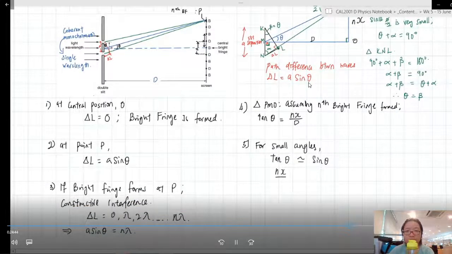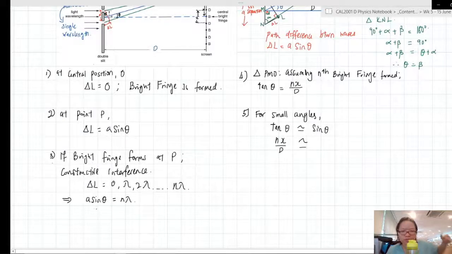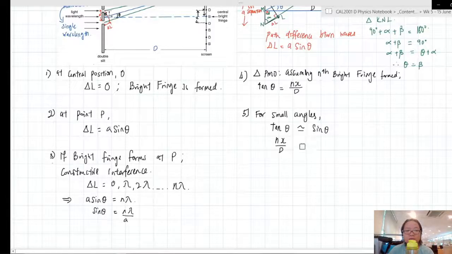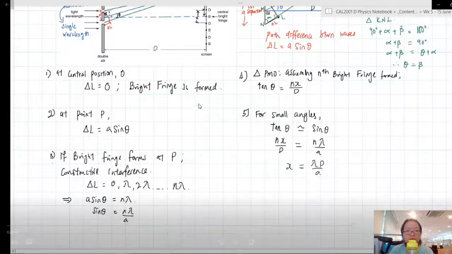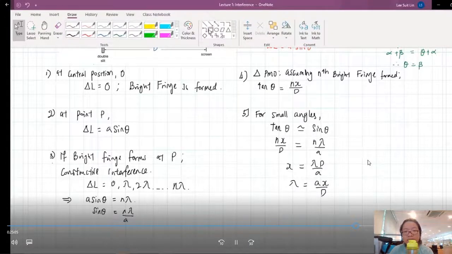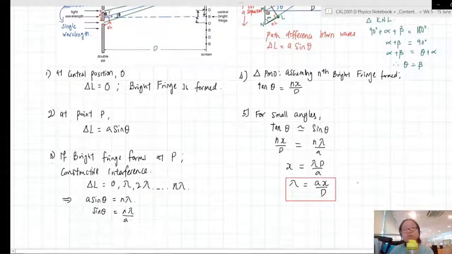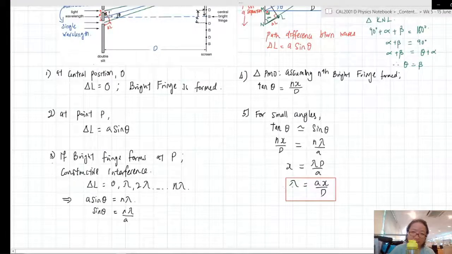So for small angles, tangent theta is almost the same as sine theta. If you don't know this in maths, you can just press your calculator. Angle must be small. So tangent theta is nx over d, and our sine theta is n lambda over a. So I put them together, rearrange, I get x is lambda d over a, or lambda is ax over d. This, ladies and gentlemen, boys and girls, is the equation that you should memorize and know how to use. Proof no need, but I quite like the proof, so I show you.